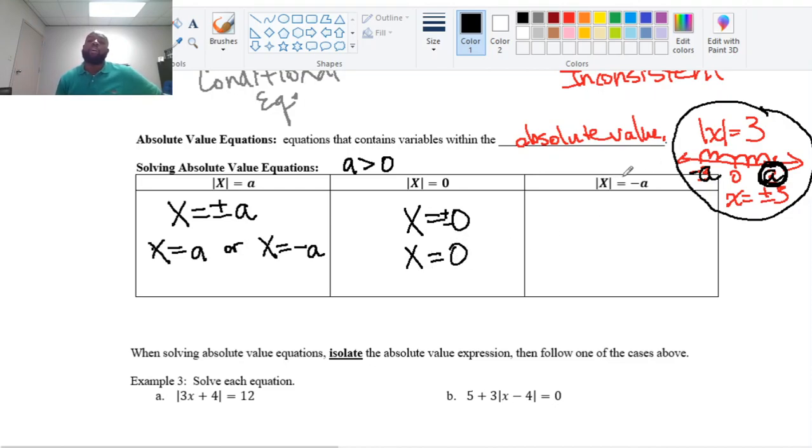Here we have absolute value of some algebraic expression equals a negative number. And when that happens, we know that there is no solution, because absolute value represents distance from 0, and distance from 0 is never going to be negative. And so this is always inconsistent.